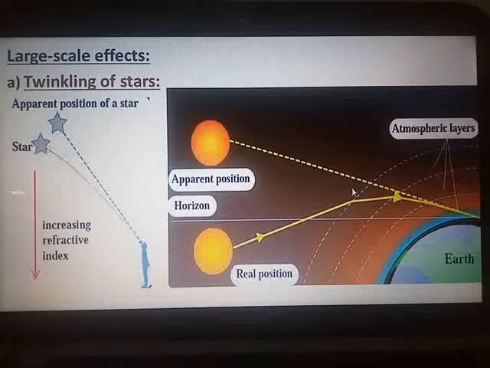So this is the first large scale effect, and this is due to what? Due to the changes in the refractive index of atmosphere. So when the atmosphere refracts more light, then the star appears bright. When the atmosphere refracts less light, the star appears dim, and due to this change in the refractive index, the stars appear twinkling.